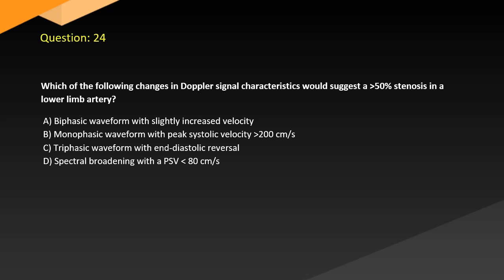Question 24. Which of the following changes in Doppler signal characteristics would suggest a 50% stenosis in a lower limb artery? A. Biphasic waveform with slightly increased velocity. B. Monophasic waveform with peak systolic velocity 200 cm. C. Triphasic waveform with end diastolic reversal. D. Spectral broadening with A. 80 cm.